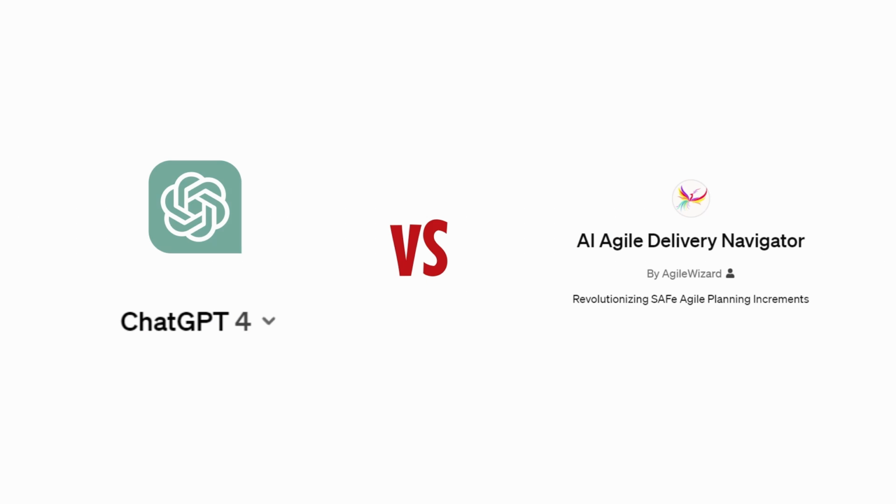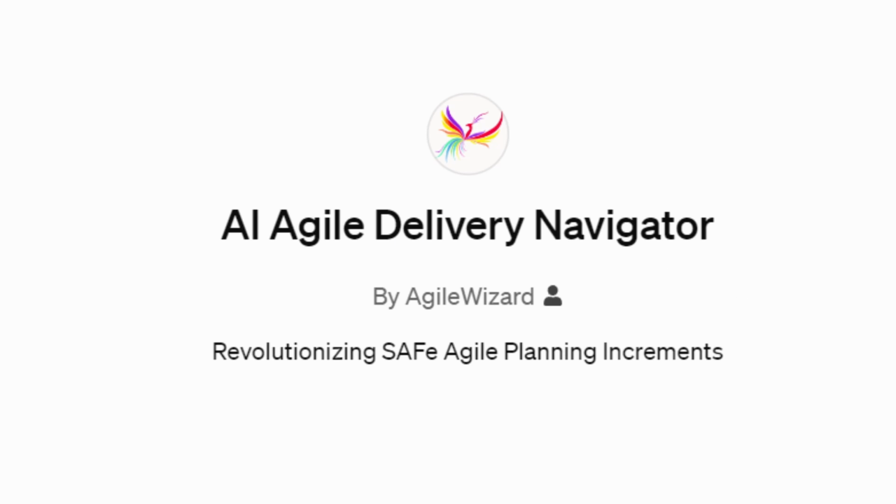While standard ChatGPT can indeed provide estimations and plans when prompted, the AI Agile Delivery Navigator Custom GPT offers several distinct advantages tailored specifically to the needs of Agile and SAFe Agile environments. It is designed with a deep understanding of Agile methodologies and the SAFe framework, enabling it to offer more nuanced and context-aware advice than a general-purpose AI. This ensures that the custom GPT suggestions are directly applicable to the unique challenges of Agile delivery, such as managing dependencies across an Agile release train.